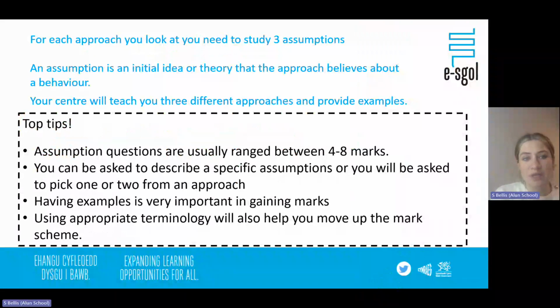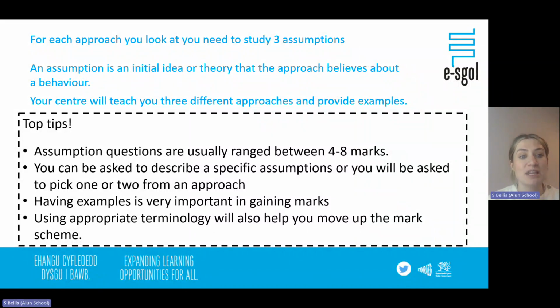Okay, so today we are looking at assumptions. The assumptions of the approach are a really important place to start when looking at the approaches in psychology. It may be the first thing that your psychology teacher will teach you about, because it is the main sort of ideas and theories that psychologists within that approach think about human behaviour.